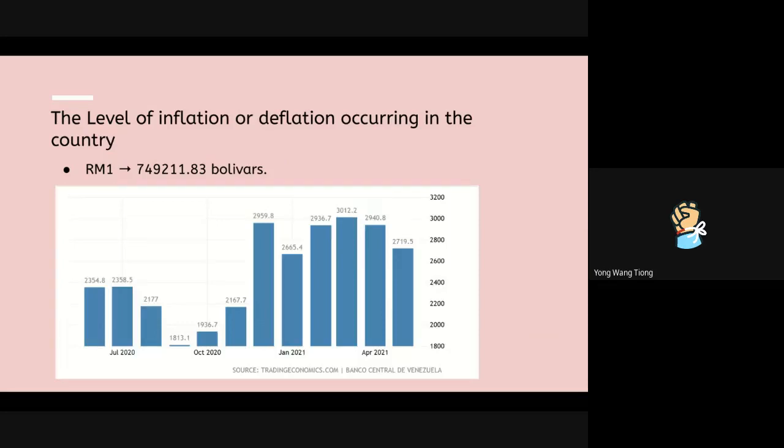The levels of inflation or deflation occurring in Venezuela, with the highest level occurring in March of 2021 and the lowest levels of inflation occurring in September of 2020. Yeah, as you can see, 1 ringgit is worth about 211,000 bolivars.